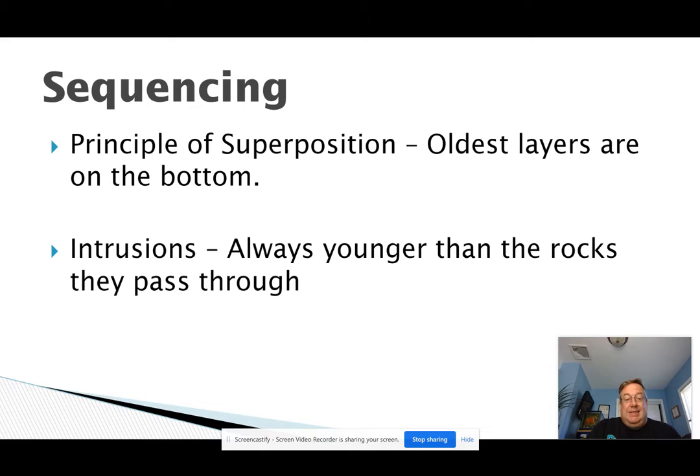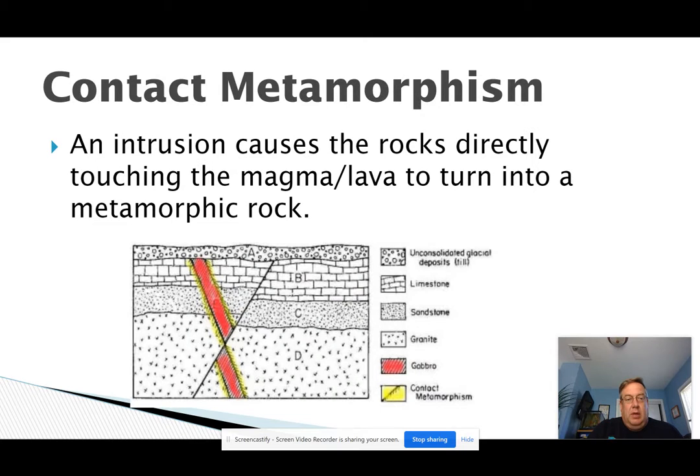Second thing, intrusions. So this is going to have to do with magma. If magma pushes its way up through rocks, the magma must always be younger than the rocks that it went through. So that should make sense, and I'll show you a picture that hopefully will explain that a little better for you. Okay, so here we go.